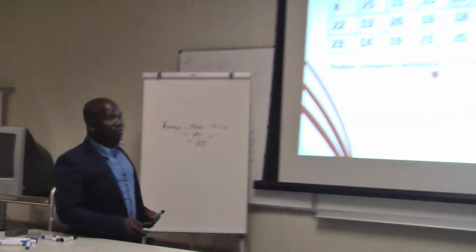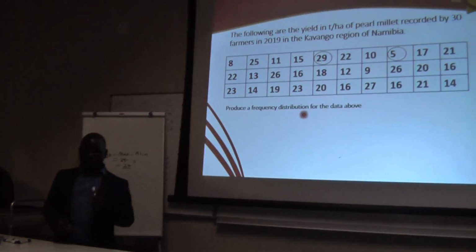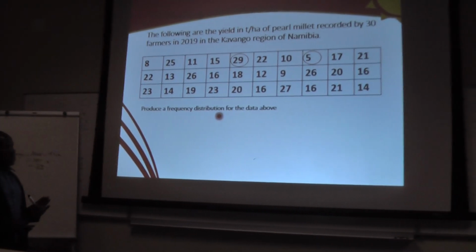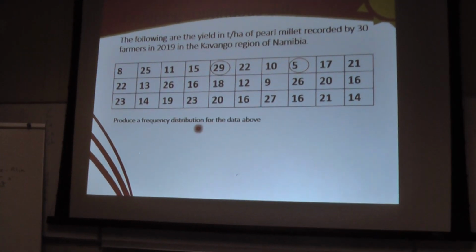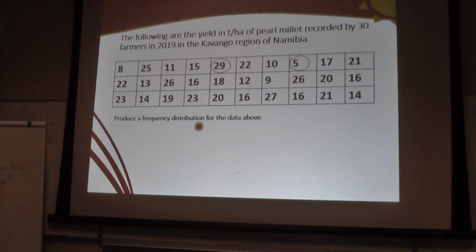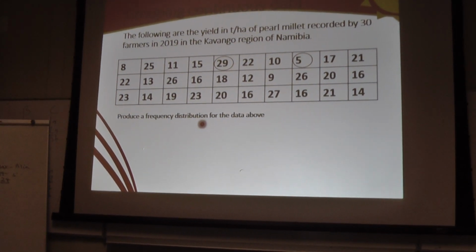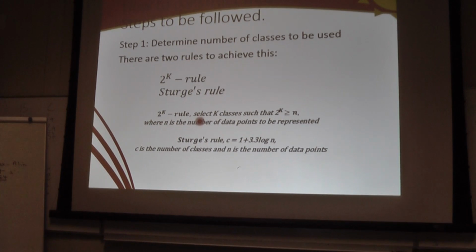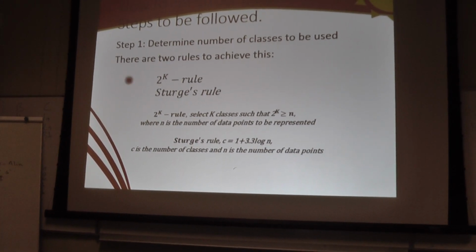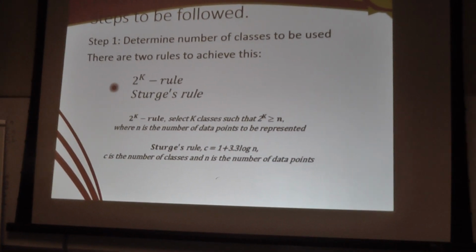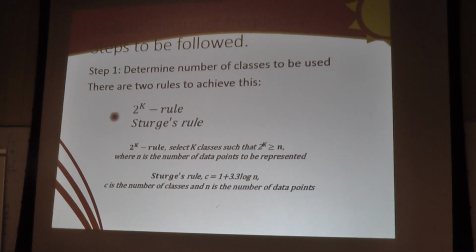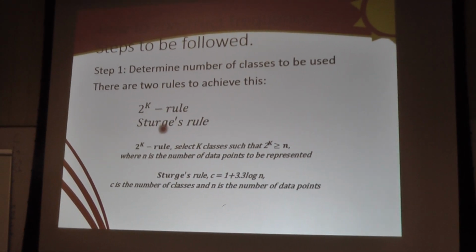The next step is to determine the number of classes. I want you to clearly understand that we don't determine the number of classes without using approaches. There are basically two approaches. One is what is called the 2 to the k rule, and the other approach is called the Sturges rule. Sturges rule is named after Herbert Sturges.